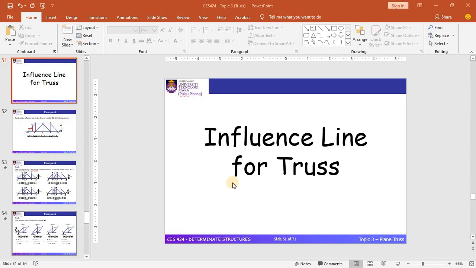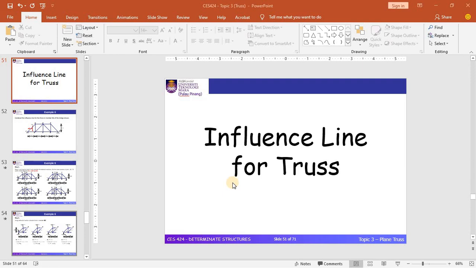Hi everyone. Okay, so in this session, I'm going to give a lecture on the influence line diagram for truss structures. Basically, the influence line diagram was used in the previous topic, on the beam. So we have seen how the influence line diagram has been used to plot or draw the bending and shear diagrams for the beam.